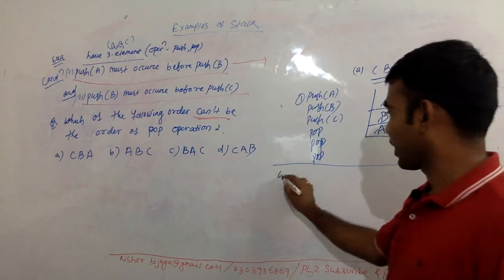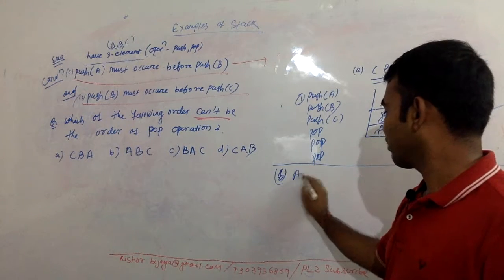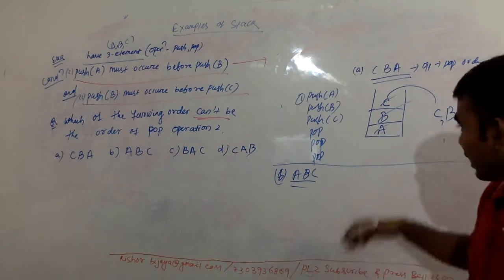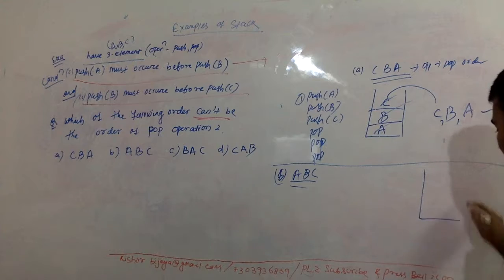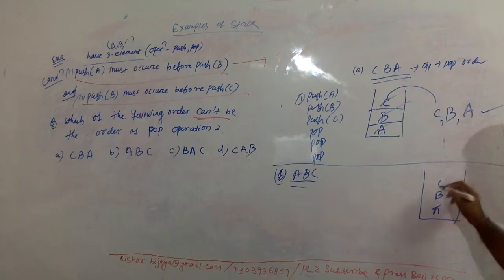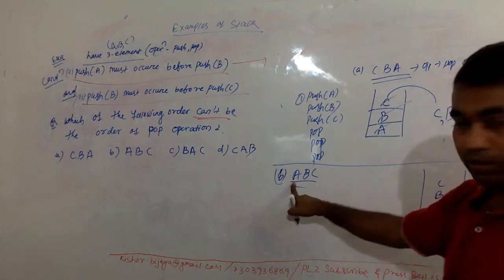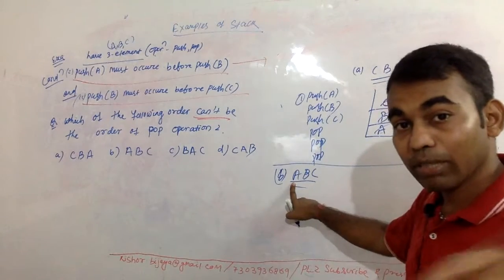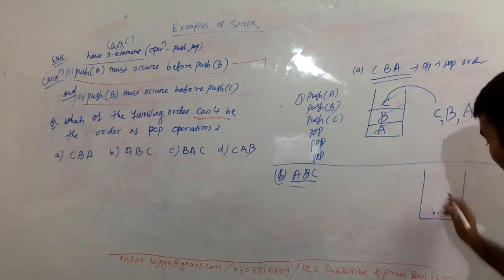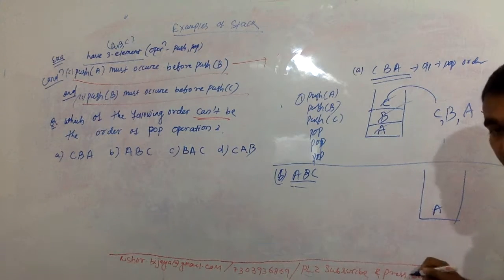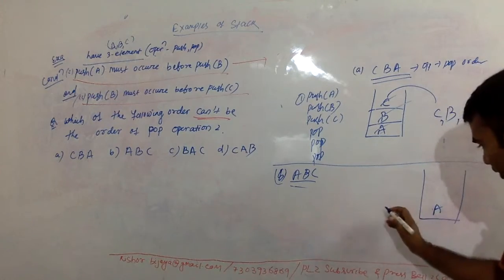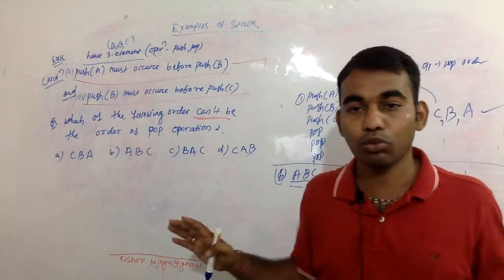Second one: A, B, C. Let's try something similar. If I put A, B, C, I will obviously get C first, right? But I want A to be the first element. How can I do that? Let's think about it this way. I will push A first and process it immediately. Process means I will pop it, because there is no restriction on the pop.